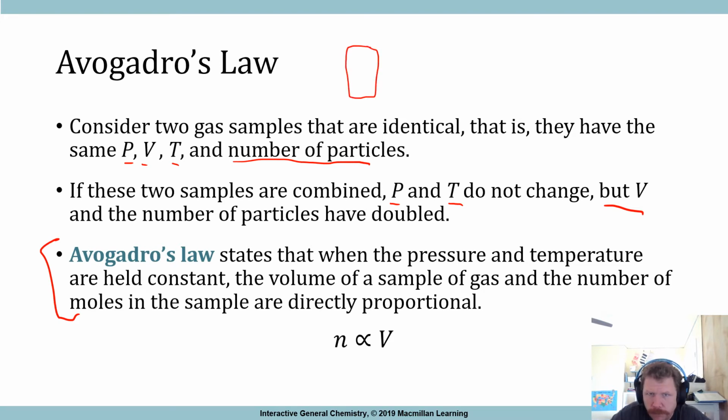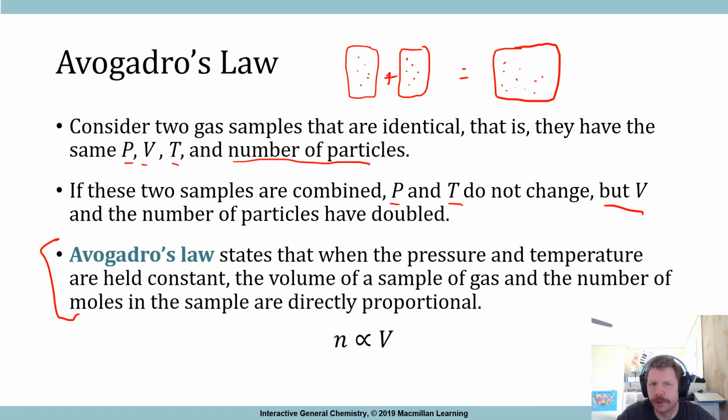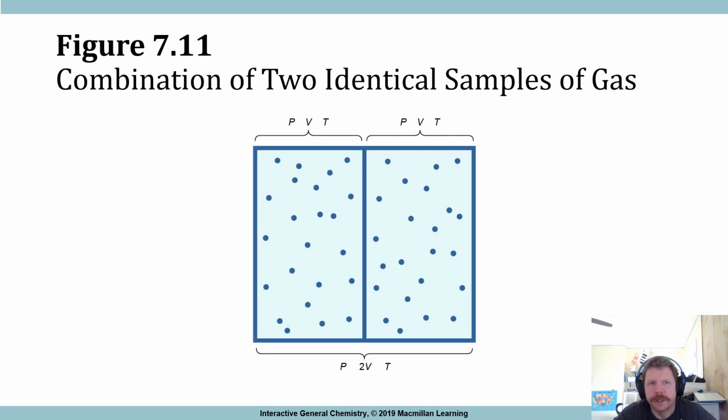To visualize that, let's imagine that we have two identical containers and they each have these little dots indicating our particles of this gas. If you combine these two together, that's going to mean one larger container, so a larger volume, and 2 times as many particles, or 2 times as many moles of that particular gas. So here's a nice visual of that. We've got our state here, we've got our state here, and whenever they're combined, our pressure and temperature remain the same, but our volume has doubled.